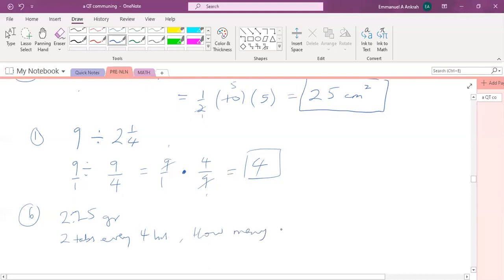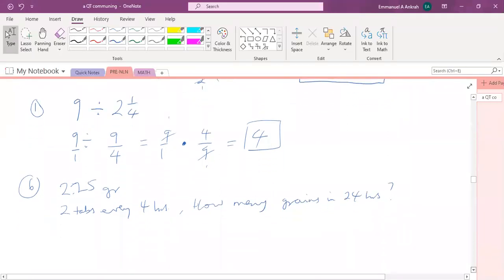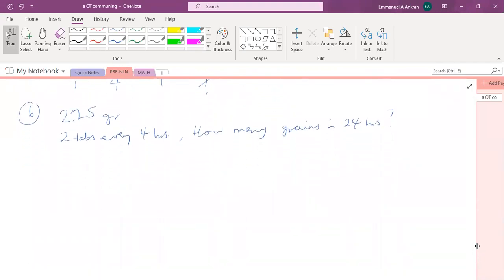How many grains in 24 hours? Okay. So how many tablets is the person going to take in 24 hours? Every 4 hours, it takes 2. So 24 hours, how many tablets? Six tablets. Six, two.